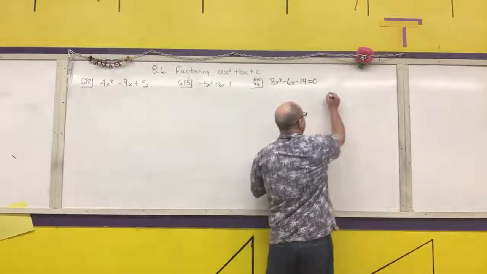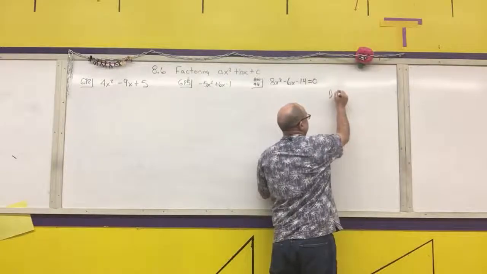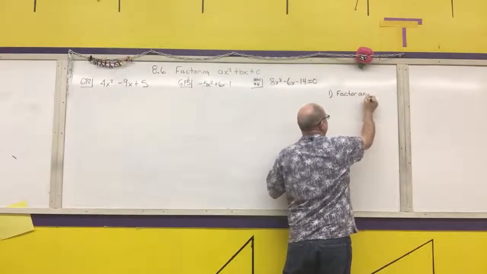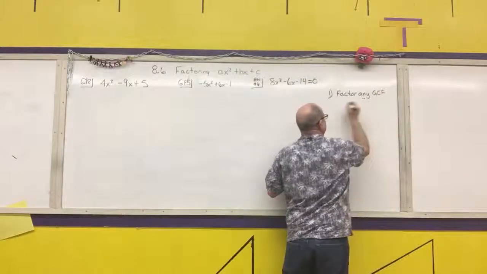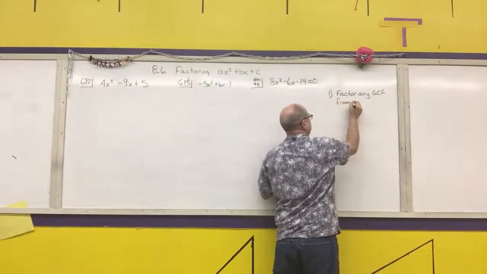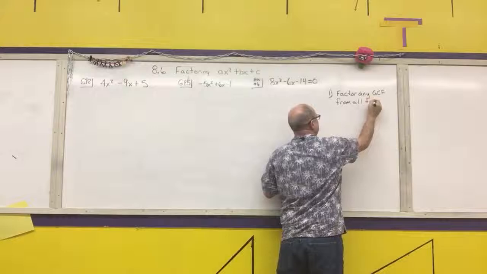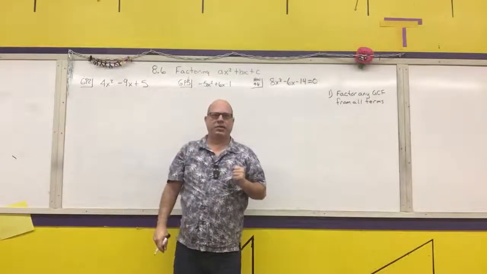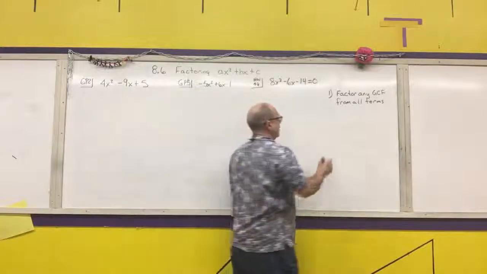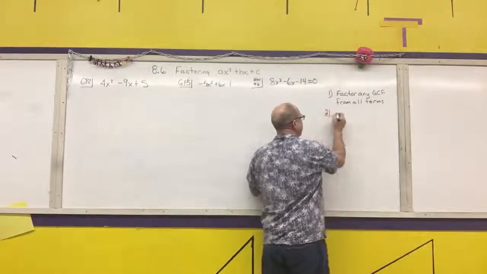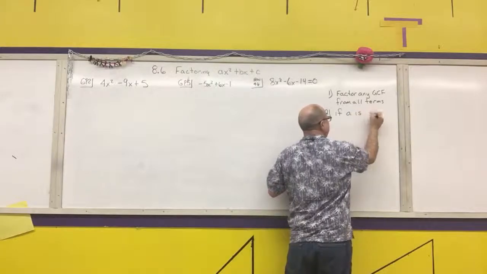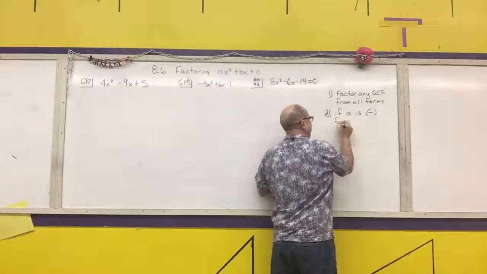So step 1, we want to factor any greatest common factor from all terms. We want to get out anything that's in common before we even start with this mess. Step 2, if a is negative, factor out the negative.